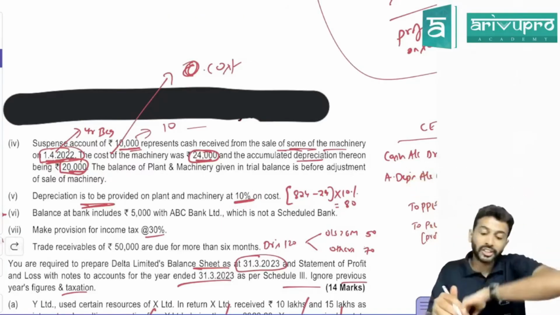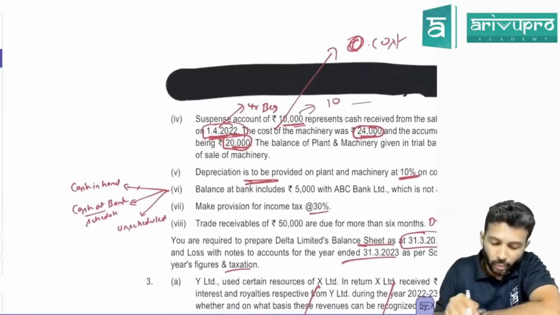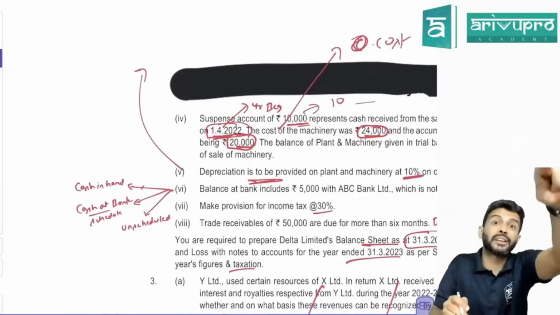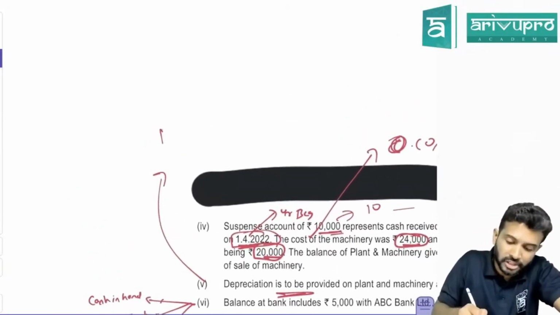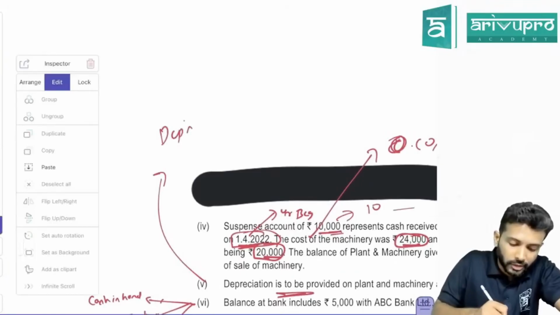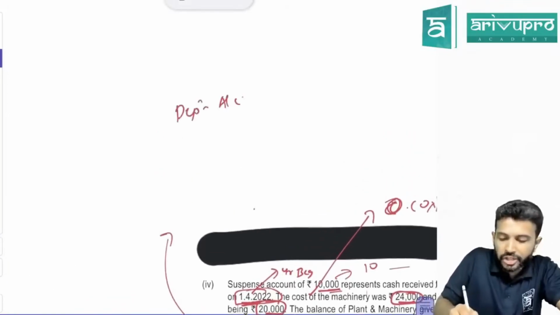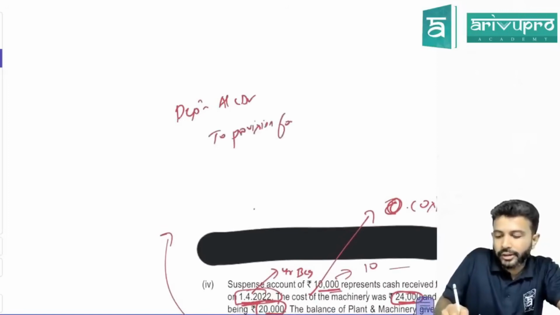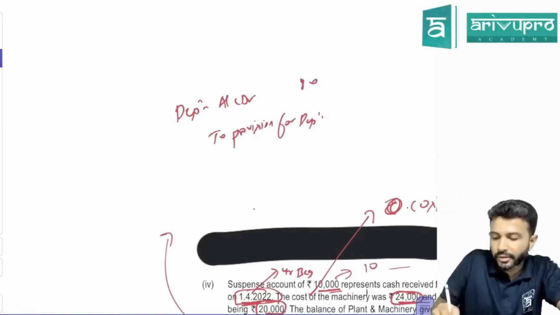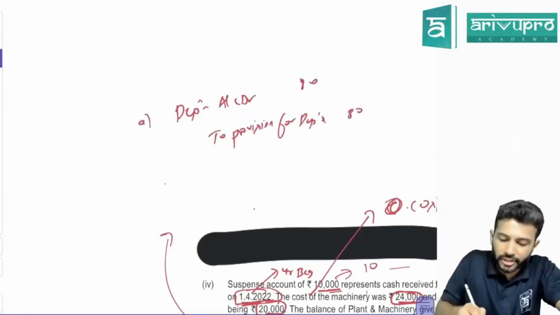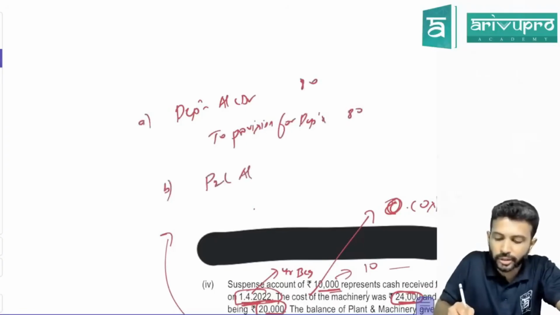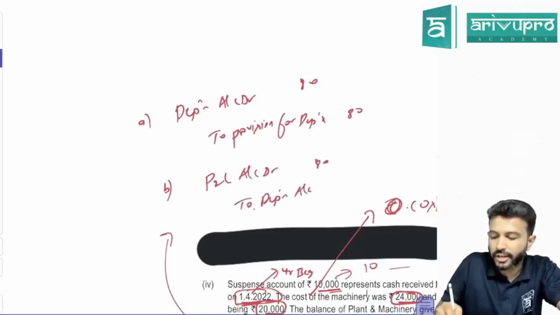Yes, sir. So what is the journal entry for depreciation here, sir? Under this method, we are following the provision for depreciation method. So the journal entry will be: depreciation account debit to provision for depreciation. How much, sir? 80, 80. And depreciation is an expense. Expense, where will you transfer it to? P&L. So P&L account debit to depreciation 80, 80.